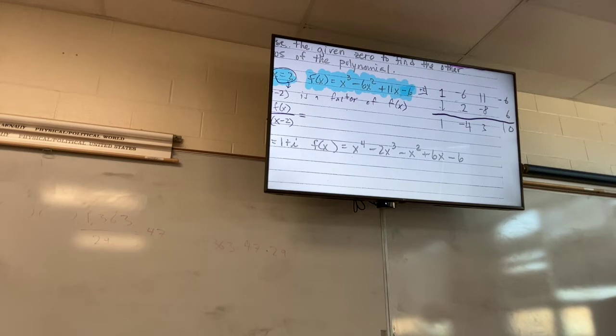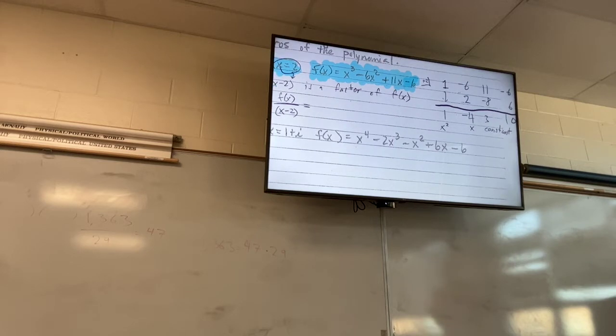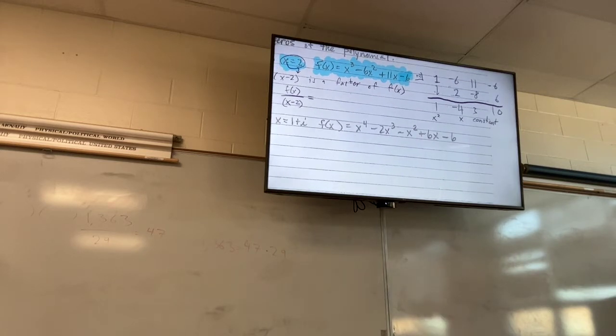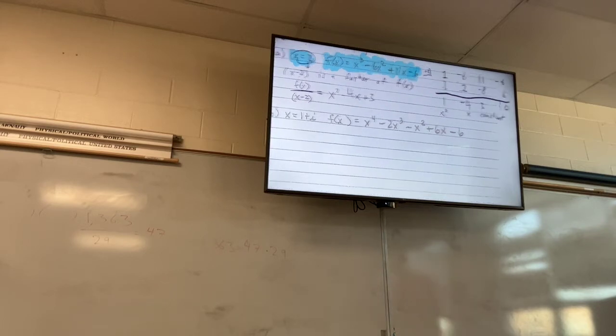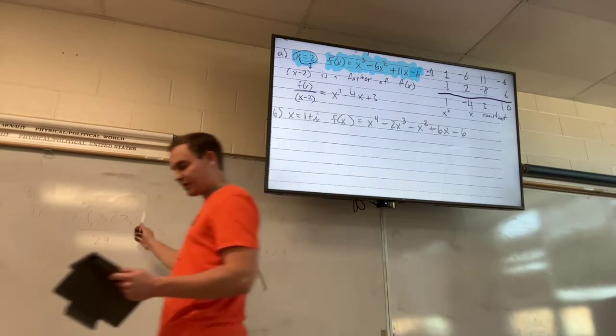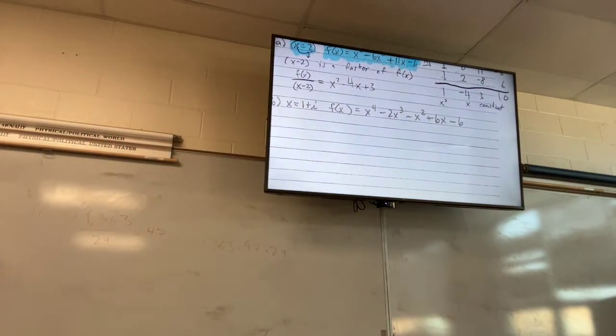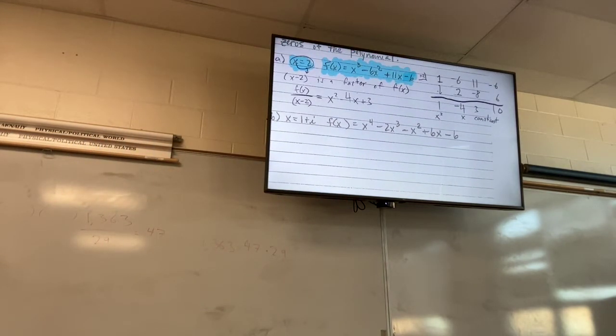Looking at this, this is my constant term, this is my x term, this is my x squared term. So f of x divided by x minus 2 is equal to x squared minus 4x plus 3. All right, so just like 1,363, we can rewrite. I'm going to erase this division here.